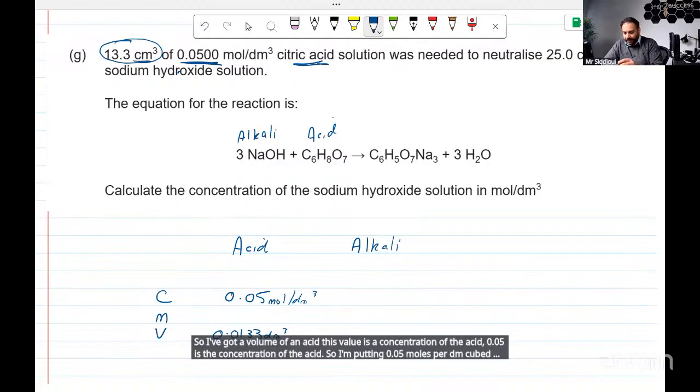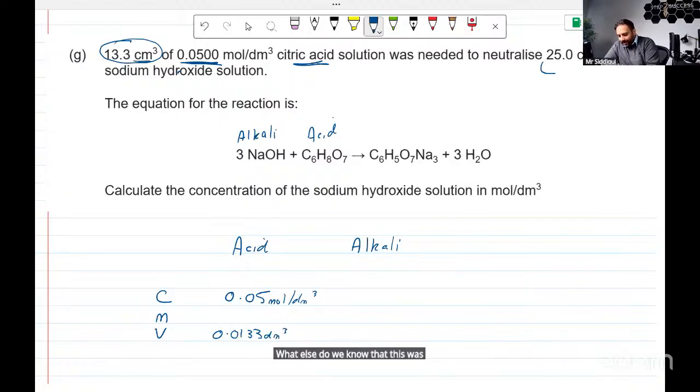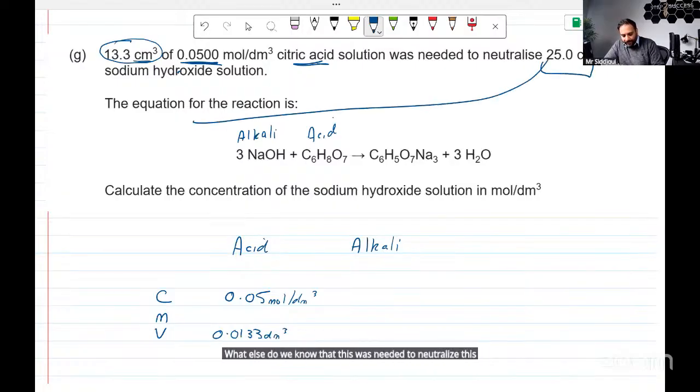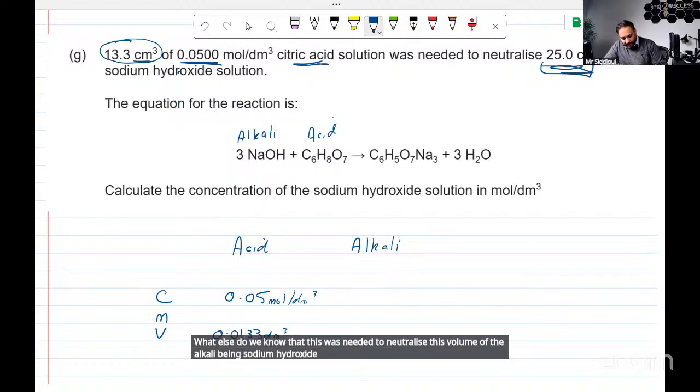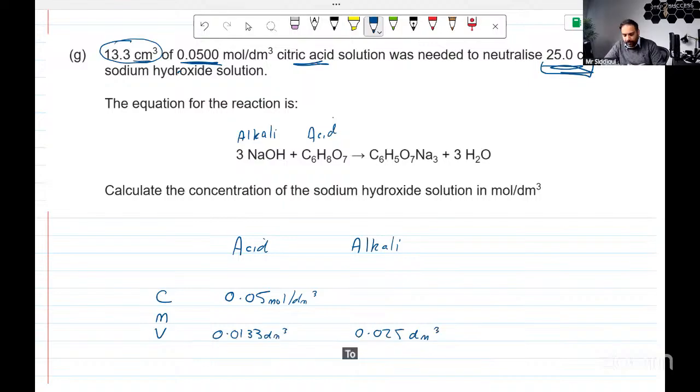What else do we know? That this was needed to neutralize this volume of the alkali, being sodium hydroxide. 25 centimeters cubed is the volume of the alkali. Once more, I know that generally I will always use dm cubed here. And so what I'm going to do is divide this by 1,000 now to get dm cubed.